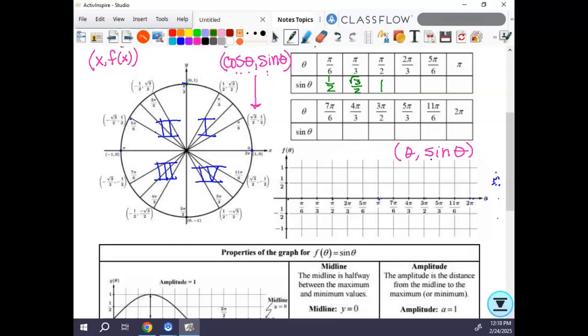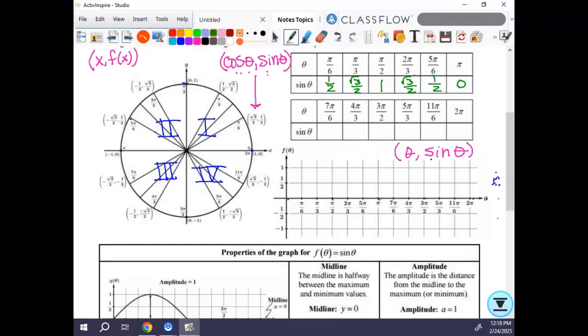So now I'm going to move into my second quadrant angles. In the second quadrant, is sine positive or negative? Positive. So when I get to 2 pi thirds, it's also square root of 3 over 2. 5 pi 6 is 1/2. And what is the sine of pi? 0. Okay? That got me through the second quadrant, right?